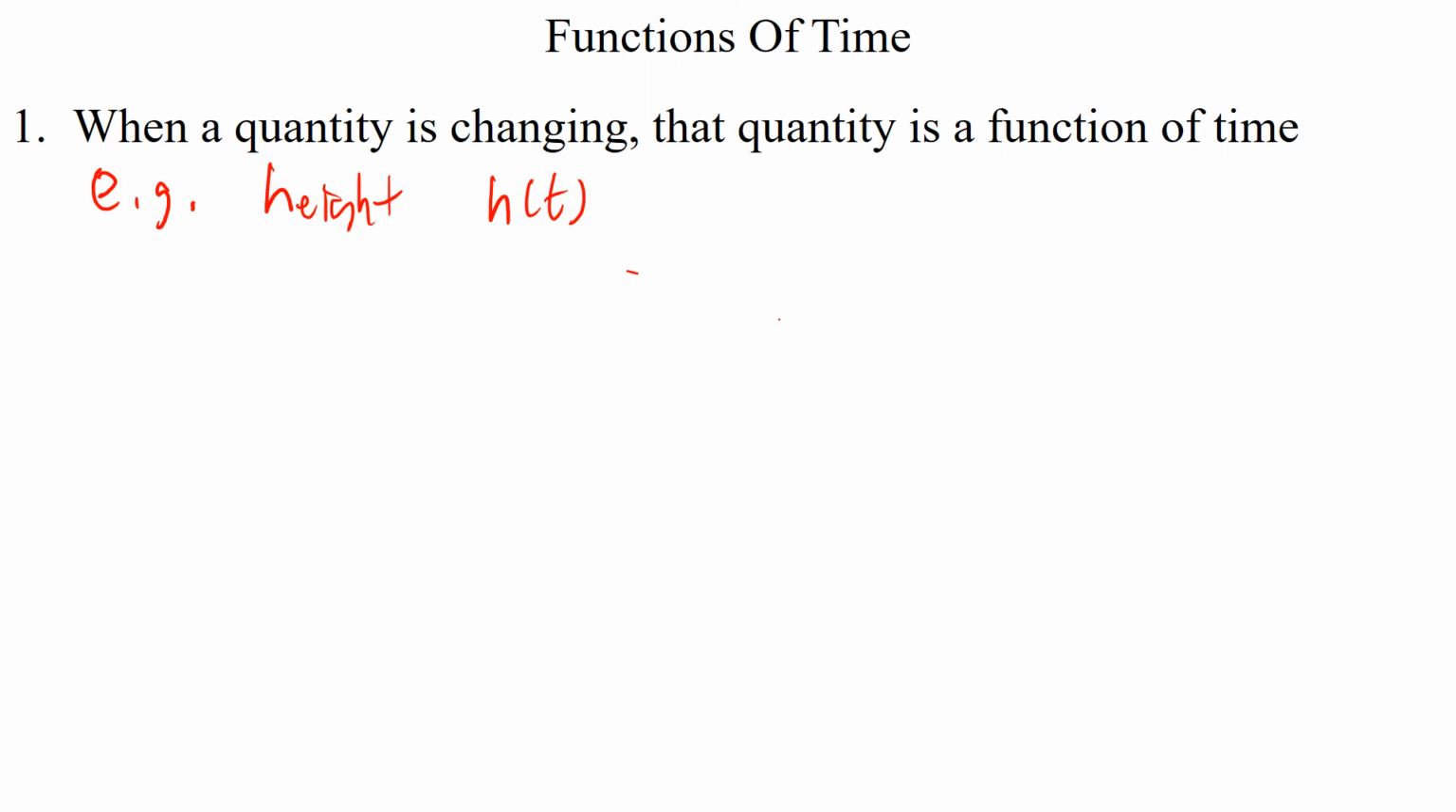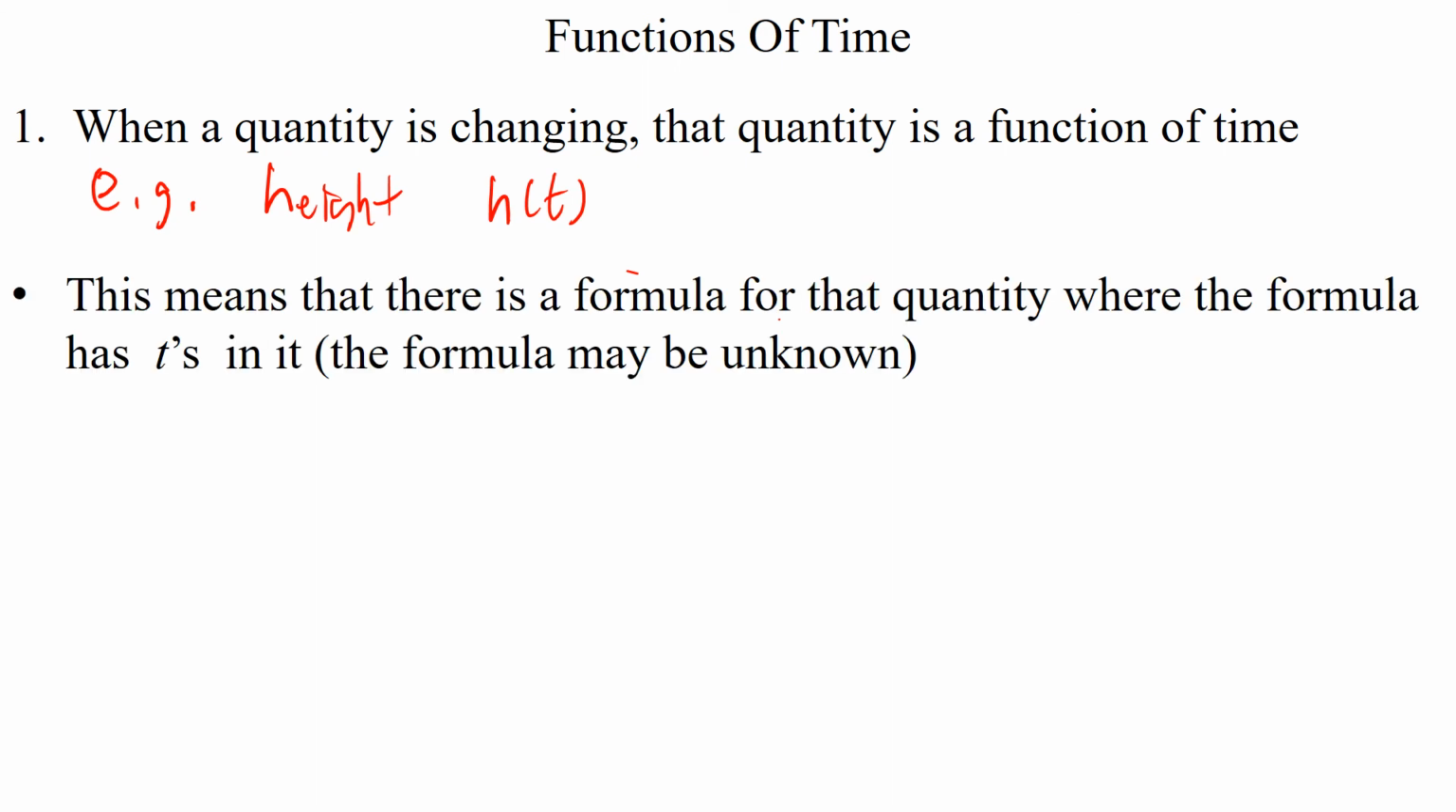And what does it mean if it's a function of time? It means there's a formula for that quantity that has t's in it. We may or may not know the formula, and most of the time we don't know the formula. So that's why I'm writing h of t instead of just h there, just to emphasize there's a formula with t's in it. So for example, it could be, and again, I'm just making this up, I have no idea what the height of the palm tree is, the formula could be 2t plus t cubed, some formula.